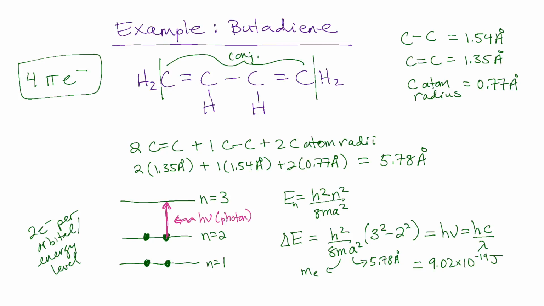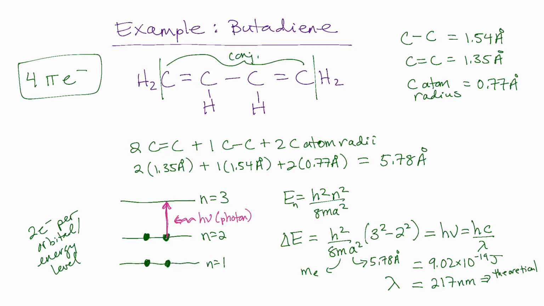Hopefully you did that calculation for yourself. You should have obtained a value of about 217 nanometers, or close to that. So that is going to be, again, our lambda. That is essentially our theoretical value that we have just calculated using our particle in a box model.